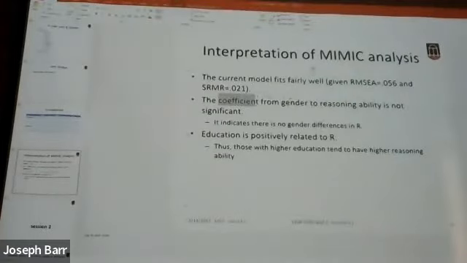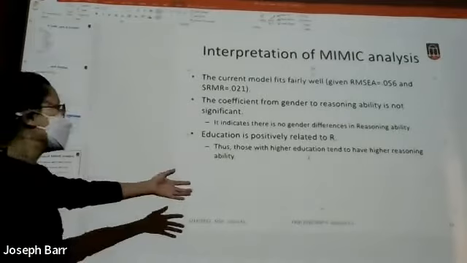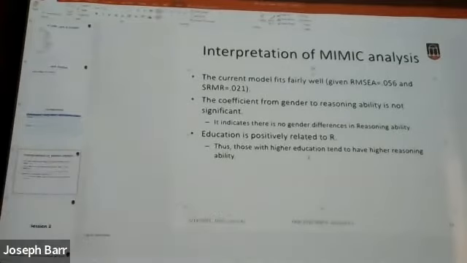The coefficient from gender to regression ability is not significant. It indicates there's no gender difference in R, the reasonability. R means reasonability. But education is positively related to R. Okay, education. So people with a higher educational level tend to have higher reasonability.